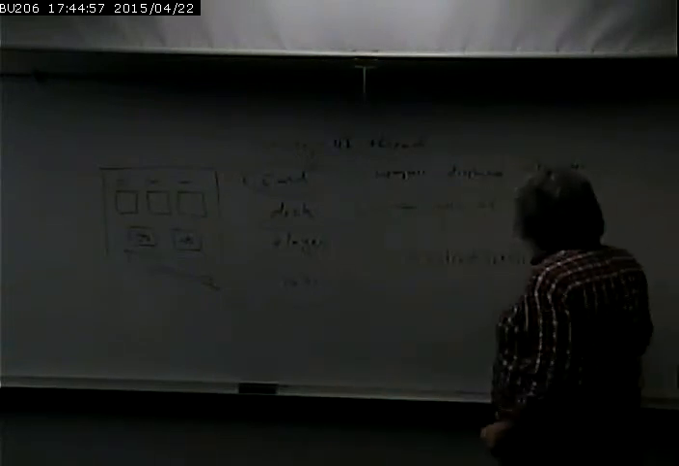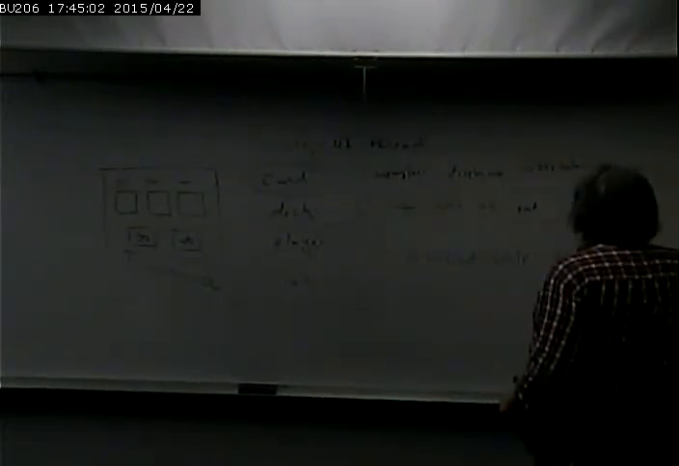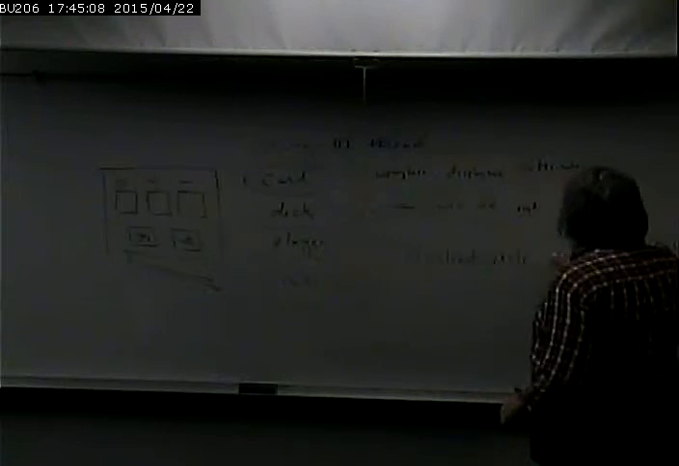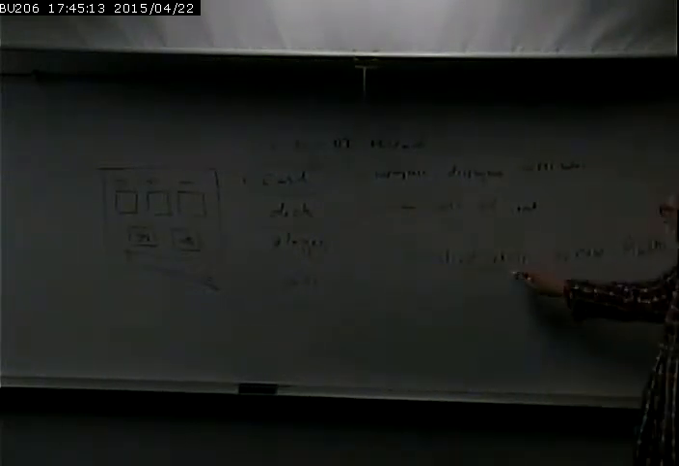Abstract vehicle v equals new abstract vehicle. Can't do that. All right, because abstract class, assuming that in fact is an abstract class, I cannot create an instance. I can't say new abstract vehicle, all right, because abstract vehicle is an abstract class. I can do this, though.